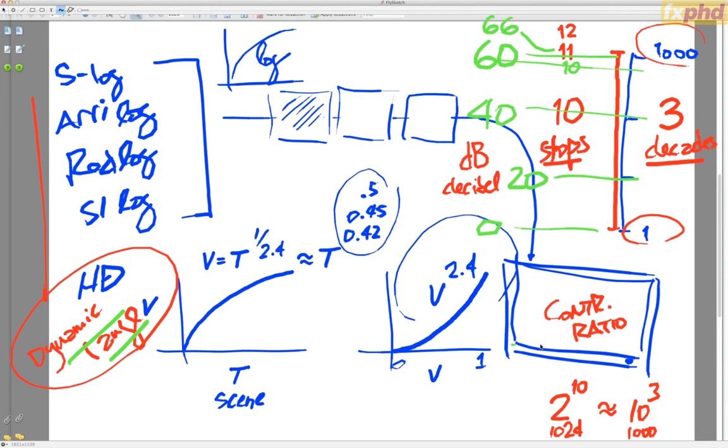So contrast ratio we should reserve for displays. Dynamic range is more useful to talk about performance in the scene or to talk about linear light performance. Okay, here's the story. I want to tell you all about dynamic range. So let's imagine a screen, an HD display.